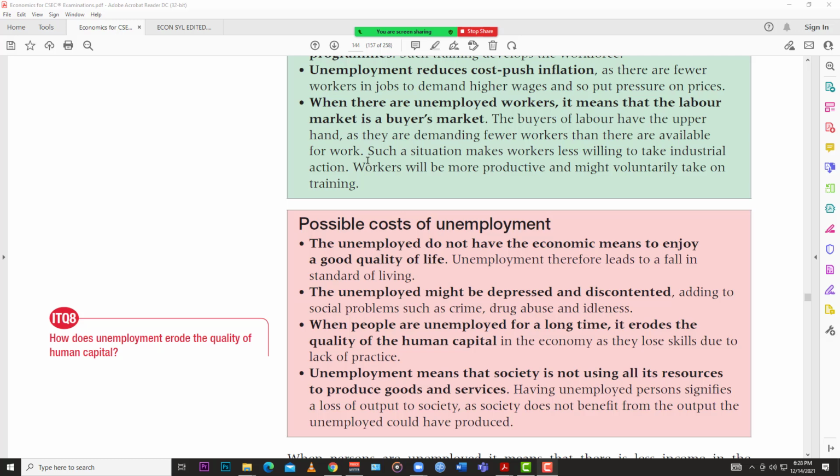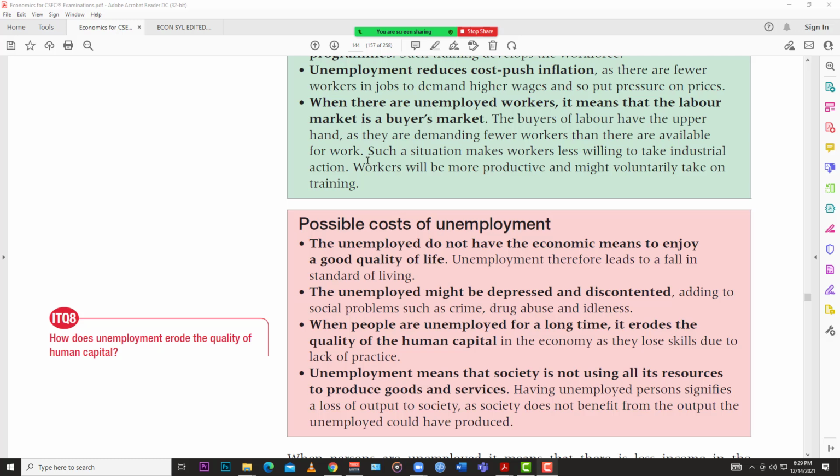Unemployed people do not have the economic means to enjoy a good quality of life. Unemployment therefore leads to a fall in the standard of living. So we know that without even trying to explain anything. We know that if you're unemployed, things are hard, things are rough, things are tight. And so that can lead to a fall in your standard of living. All of a sudden you can't afford this, you cannot afford that, you don't know where your next meal is coming from. A lot of things are going to be happening, and none of it will be improving your standard of living. So we don't want that, right?